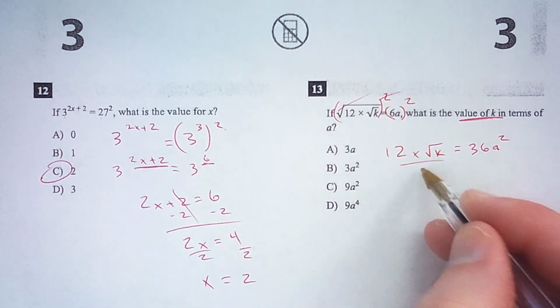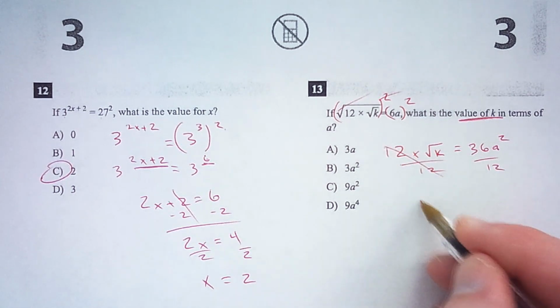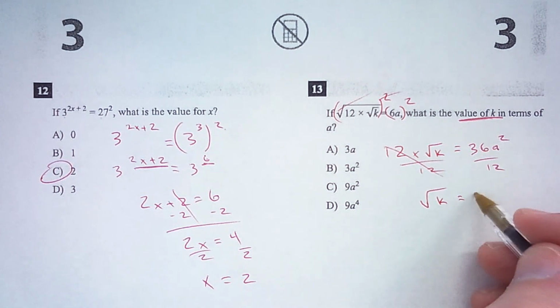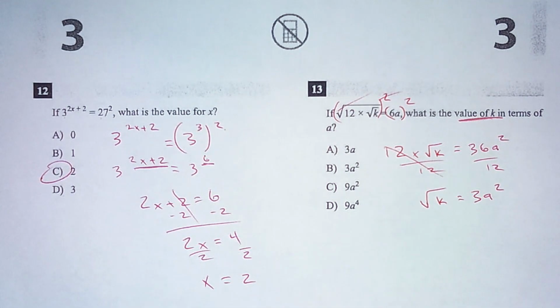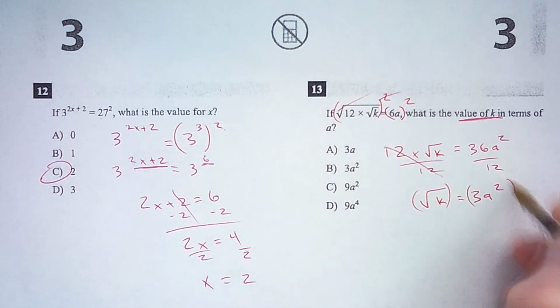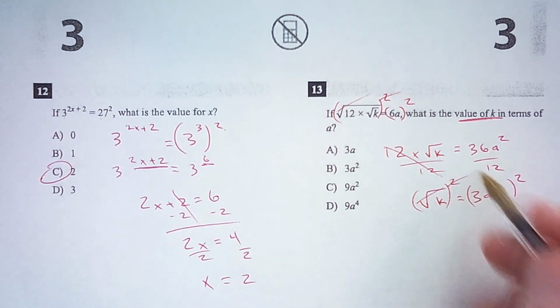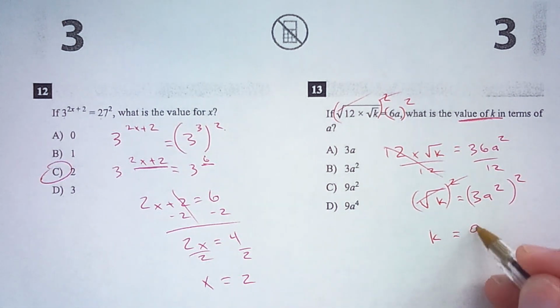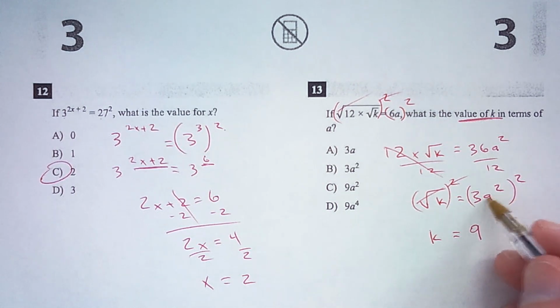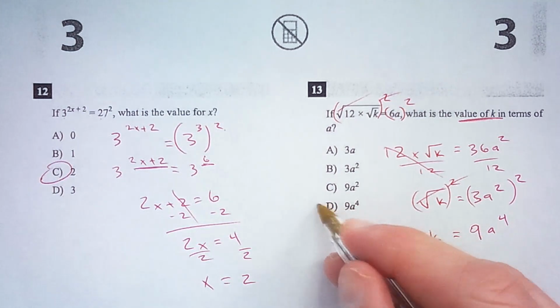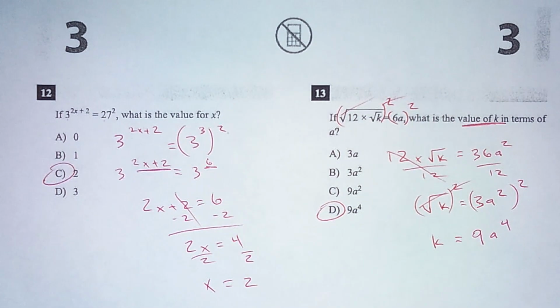Okay, now to get k by itself, I can divide by 12 and get the square root of k equals 36 divided by 12 is 3, so 3a squared. Now to get rid of this radical here, I can square both sides again, and that cancels out that radical, so I get k equals, now I square both sides here, 3 squared is 9, a squared squared, a to the second power to the second power, I multiply those powers and get a to the fourth power. 9a to the fourth power is k. That is option D.